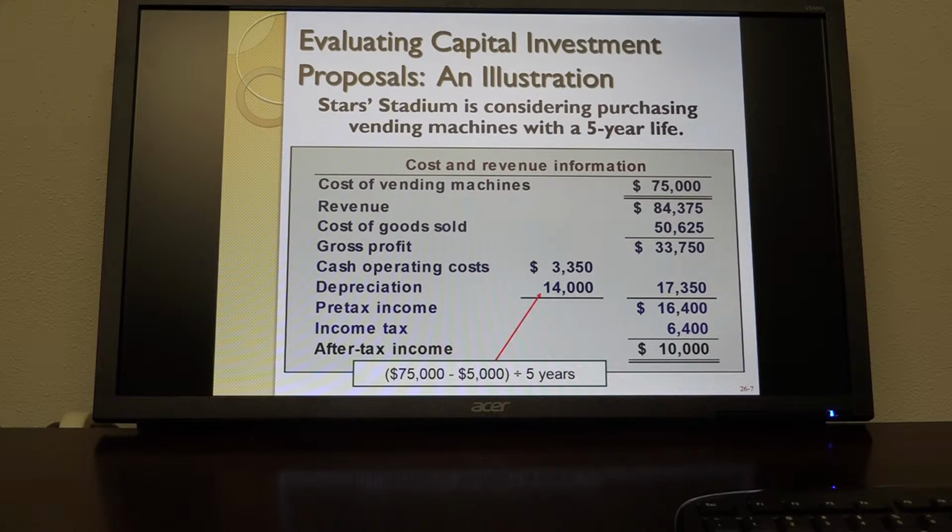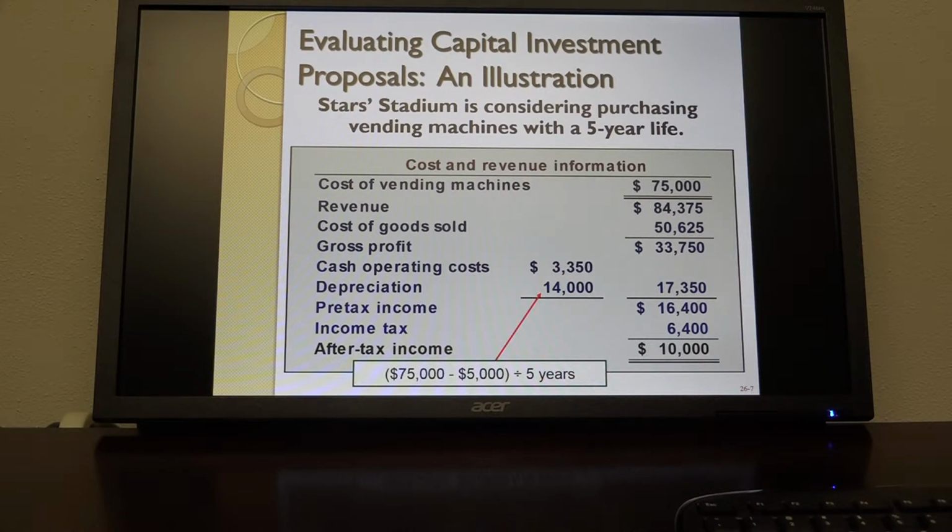On top of that, they're going to have cash operating costs of $3,350 and depreciation of $14,000. And so their pre-tax income is going to be $16,400. And then they figure income tax is going to be $6,400 off of that pre-tax income. So after-tax income is a nice round $10,000. Now, note depreciation is a non-cash item. It's not a cash outflow.